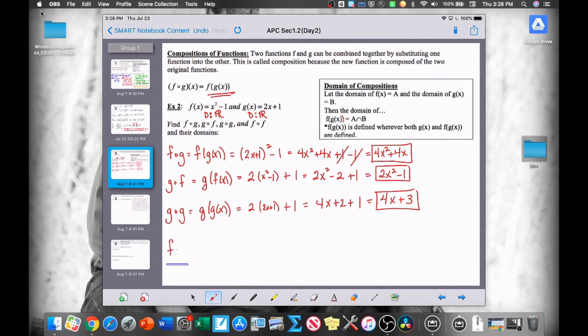And then finally, I'm going to do the same thing for f of f. This is f of x, which means I'm plugging f into itself.